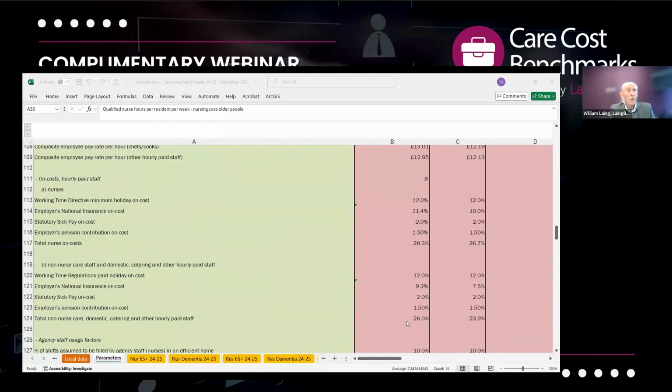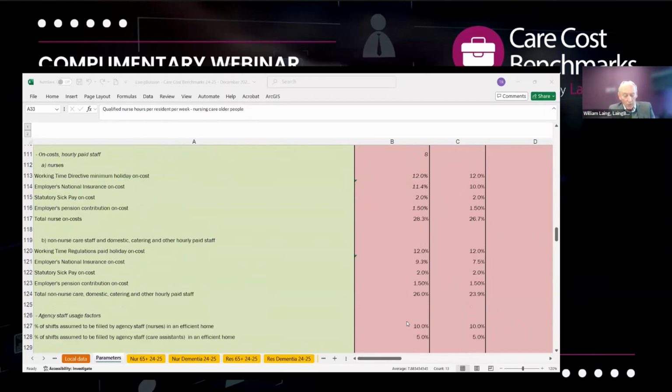So there's a whole list of parameters that go into this, and all of these you can view as factory-set parameters, which are all evidence-based. But because the model has to be flexible at the end of the day, they can be edited and changed in order to see the impact that any change in parameter might have.